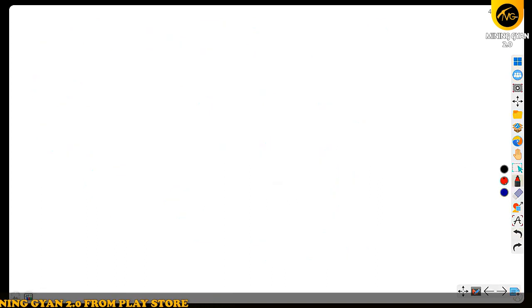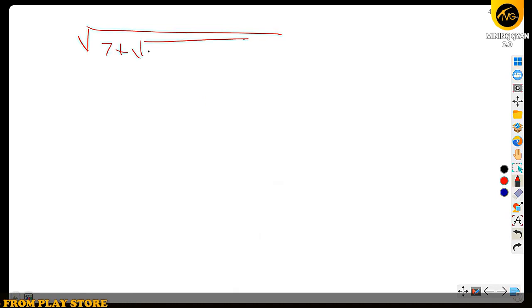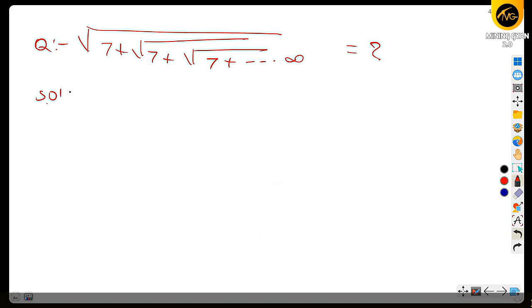Okay, one more example. For example, 7 plus root over 7 plus root over 7 and so on to infinity. What is the value of this expression? Now in this case, what is the bigger number of 7 which can be easily broken down into its factors? We cannot break 7 down into factors. That means we have to use a bigger number than 7. It may be 8, 9, 10, 11.